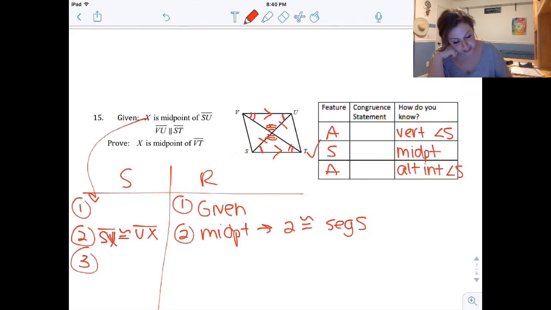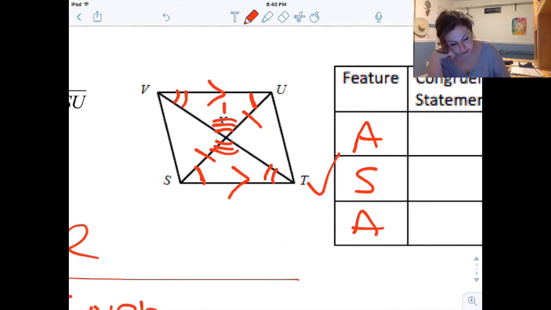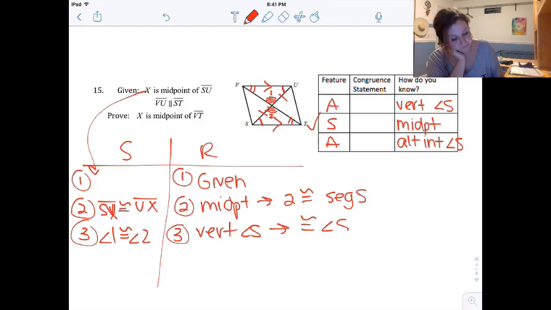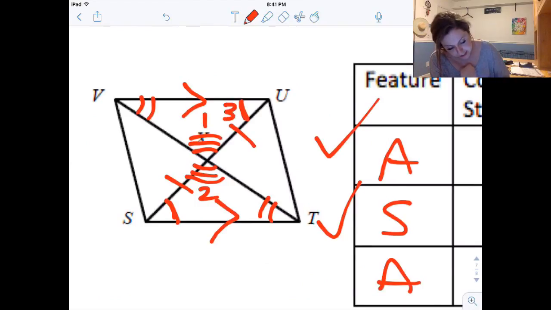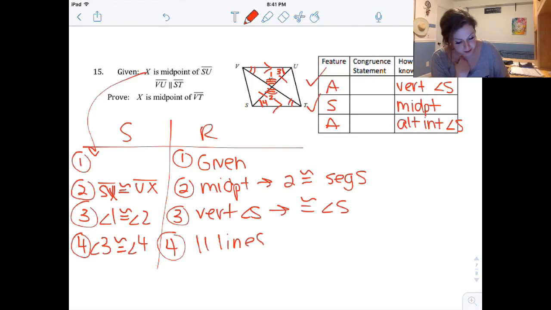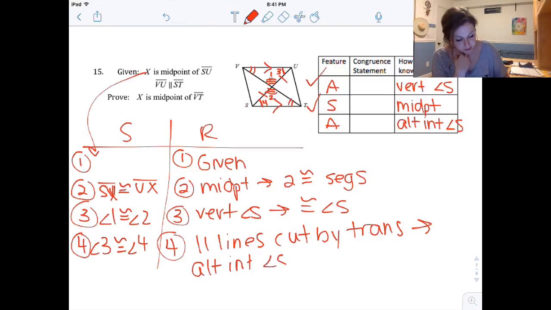Now I need my angles. So let's start with the vertical angles. I'm going to call this angle 1 and angle 2. Make sure you mark it on your diagram. Angle 1 is congruent to angle 2 because vertical angles imply congruent angles. Boom, check. Now, I'm going to use the alternate interior. That's 3 and that's 4. So I'm going to say here, angle 3 is congruent to angle 4 because parallel lines cut by a transversal implies alternate interior angles congruent. Boom, check.